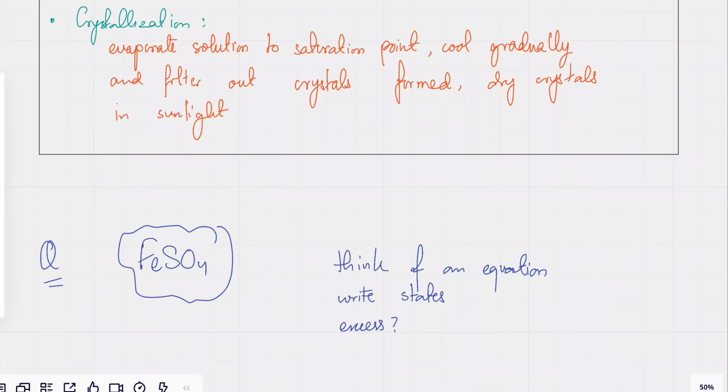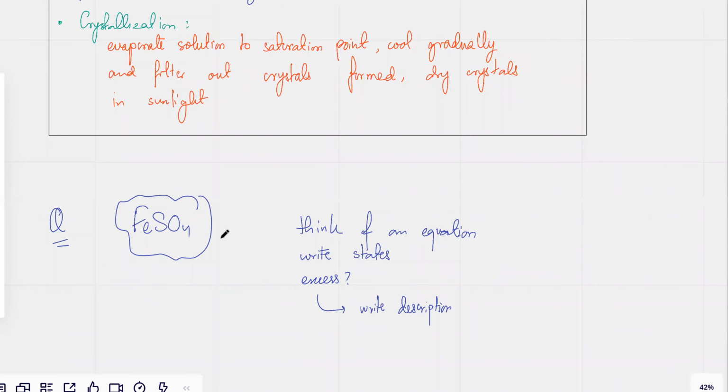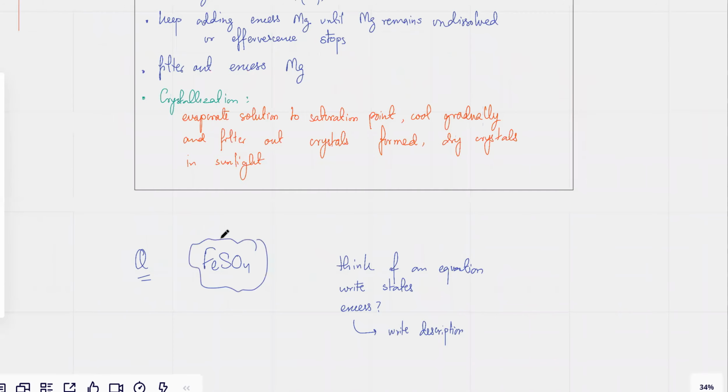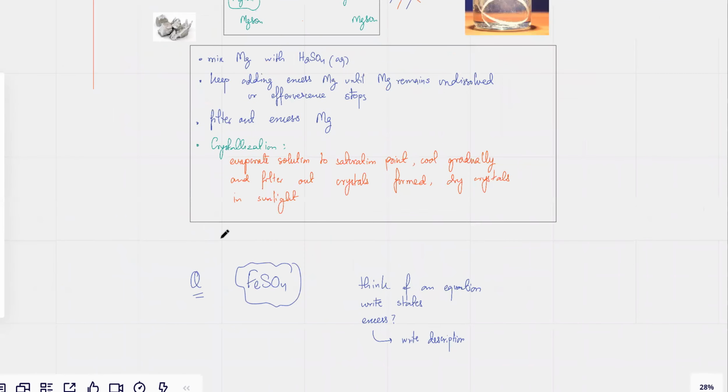For everyone, remember, what acid would you use to make this salt? Sir, H2SO4. Okay, so it's going to be H2SO4, and you can use a metal or a base or a carbonate with H2SO4. And if it's the excess method, then write the whole description the way it's written above. I'm waiting for the answer to this. You have to make crystals of FeSO4. The description for an excess method is written above.